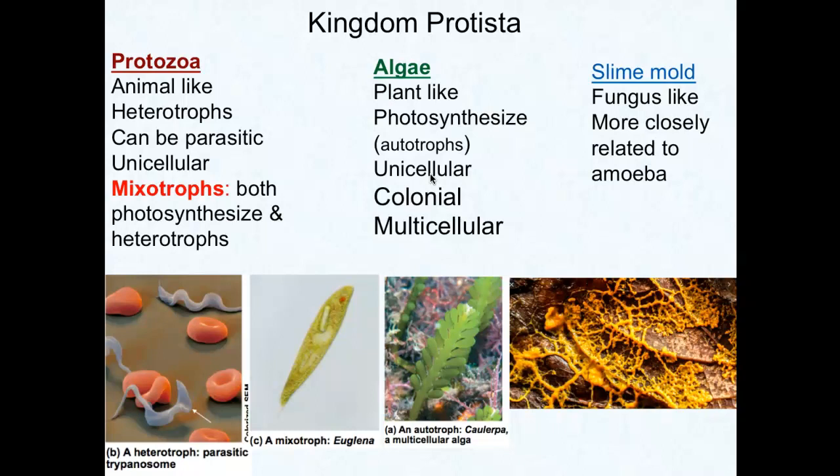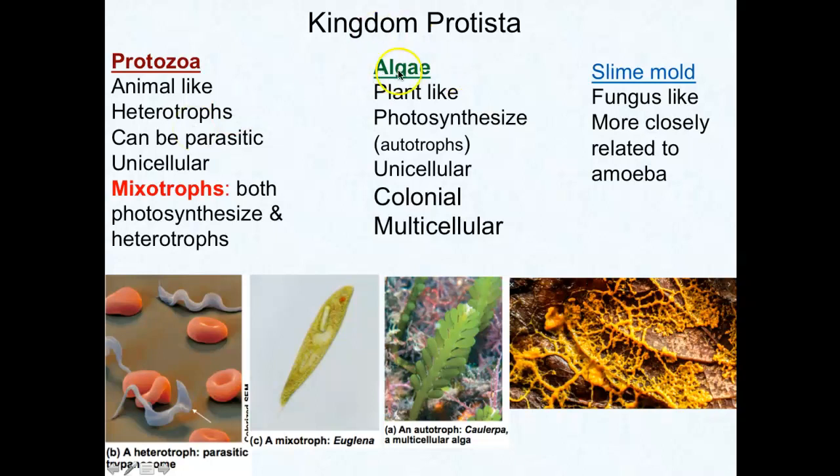So protists fall under this category because many of them, not all of them, but many of them are microscopic. You need a microscope to see them. So the three basic categories for protists are protozoans, which are animal-like cells. What that really means is that they're heterotrophs. They need to eat other substances for their carbon.